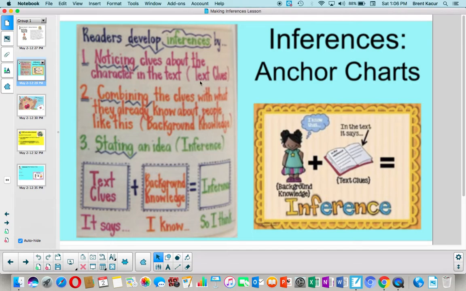And then any good reader noticing those text clues will combine what they read with their own background knowledge. Background knowledge, or you might have heard it called your own schema. So we combine the clues that the author gives us, the text clues, with what we already know about people like this. I'm sure as you were reading and following along with Scaredy Squirrel, you were thinking immediately either of yourself or a family member or a friend that maybe had some of the same fears, the same worries that Scaredy Squirrel has.